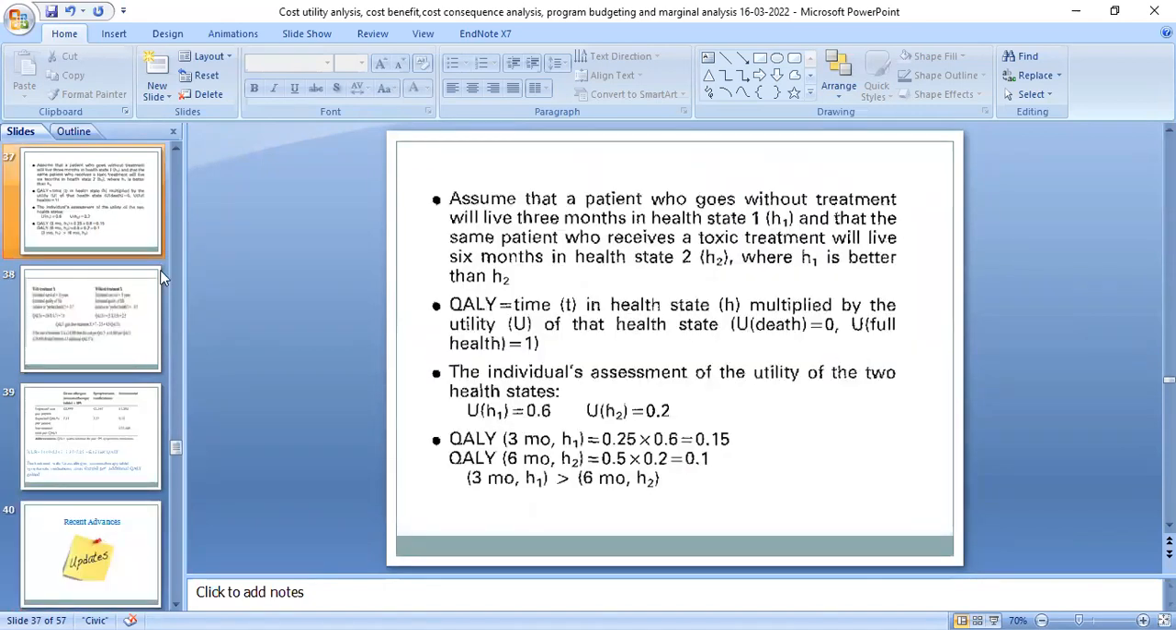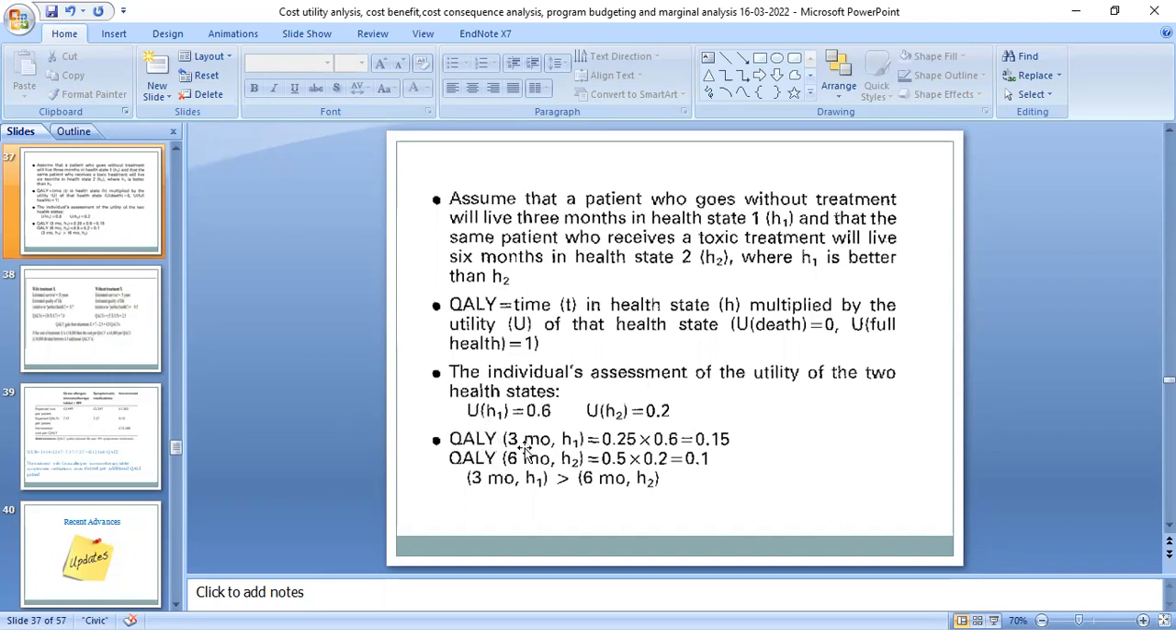Now, this is an example of cost utility analysis and QALY. Assume that a patient who goes without treatment will live 3 months in health state 1, and that the same patient who receives a toxic treatment will live 6 months in health state 2, where health state 1 is better than health state 2. Now, how can QALY be calculated?